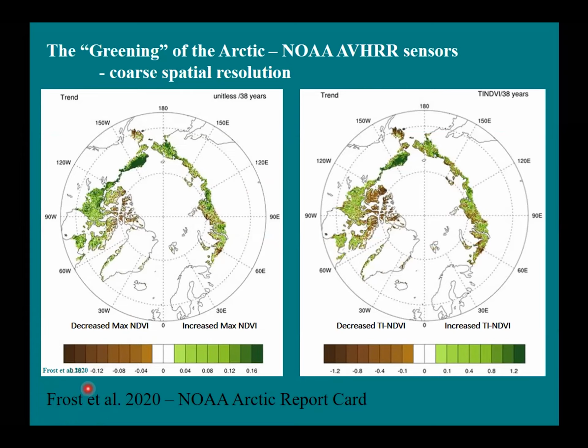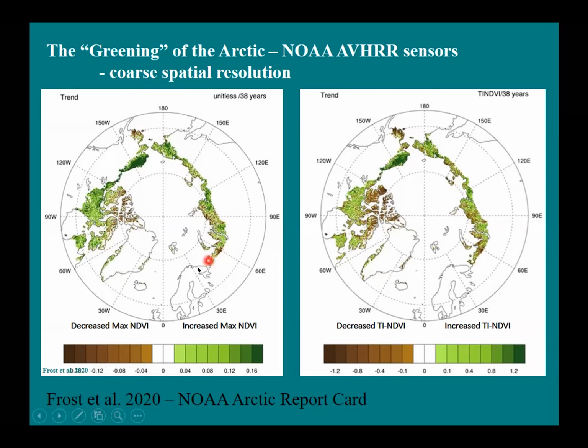And basically, what we're seeing in the Arctic is the Arctic is greening. This is the maximum NDVI over, and this is actually a 38-year record. This is a sensor on NOAA satellites. The sensor is called AVHRR, which is advanced very high resolution radiometer, which ironically, is not very high resolution, but at the time it probably was when it first started in the early 80s.